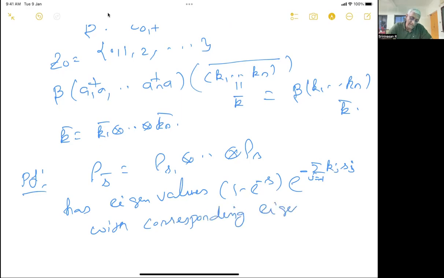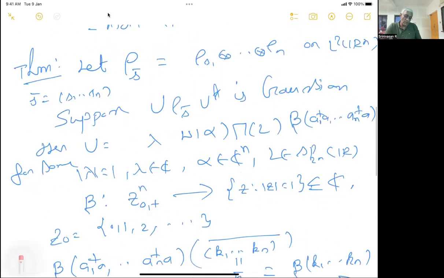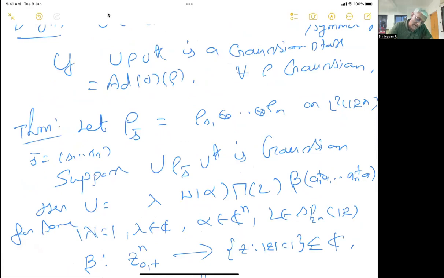I forgot to add something. Let me do that now. The eigenvector is just k1 bar tensor kn bar, which we denote by k bar. And this is with multiplicity 1. For that, I need something. So we have some rho s1 up to rho sn, and we need some condition here. Please add it.